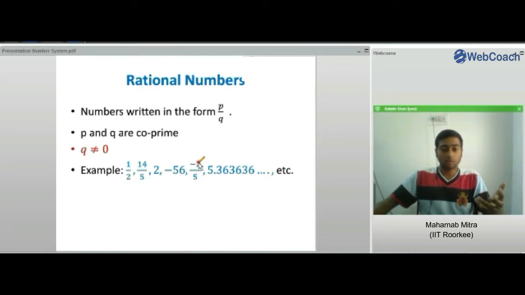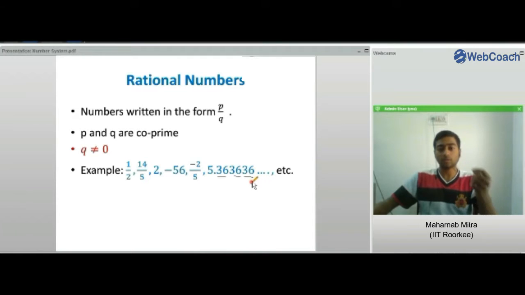Negative fractions can also be called rational numbers, as I have told you. Numerator divided by denominator, right? And also certain decimals are there which keep on repeating themselves, like here 5.363636 and so on. It keeps on repeating, it never ends.